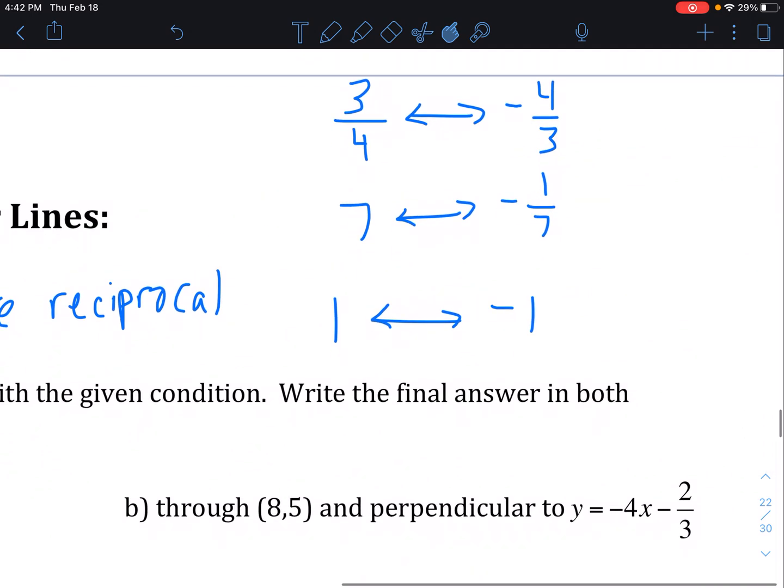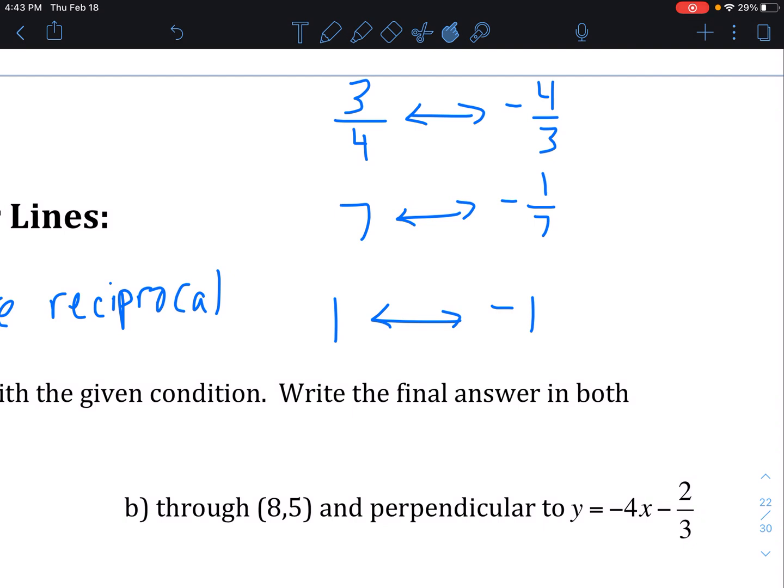So here's some examples of slopes that are perpendicular. So if I asked you what is perpendicular to 3/4, you would tell me it's negative 4/3. You're changing the sign and flipping it upside down. If I were to ask you what's perpendicular to a slope of 7, you would tell me it's negative 1 over 7. We switch the sign to opposite.